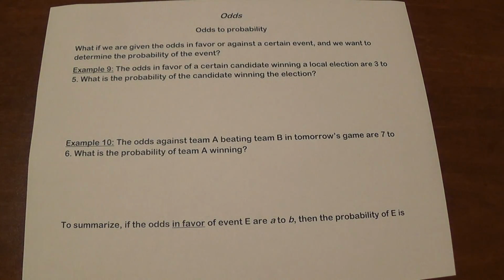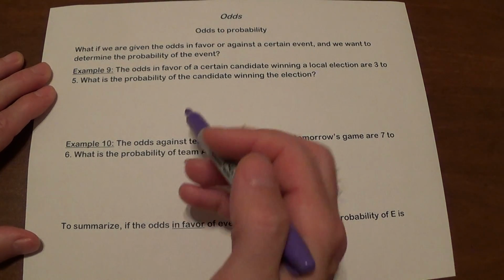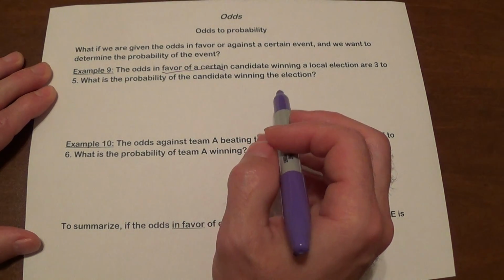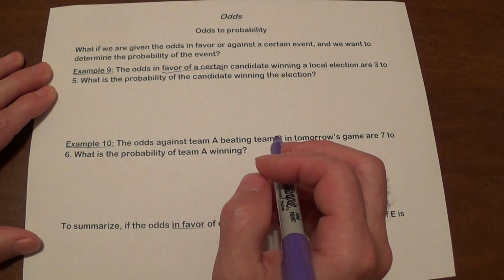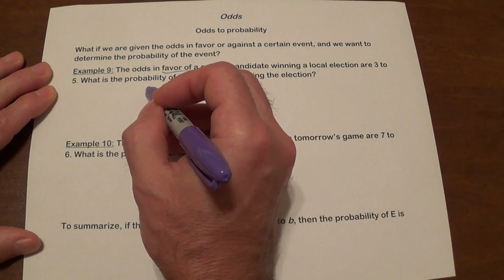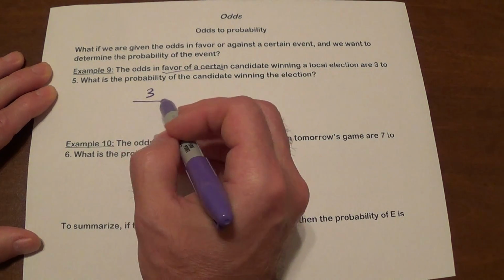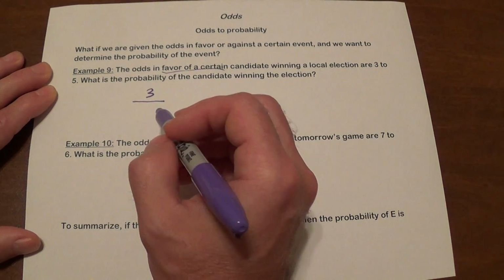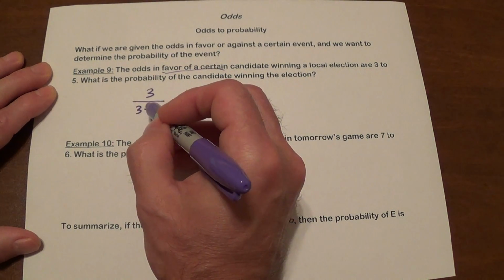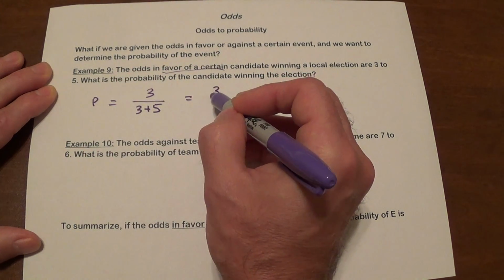Last few examples. We're given the odds in favor of a certain event, and well, how do we determine the probability of that event? Well, let's think about this. So you have odds in favor of a certain candidate winning a local election at 3 to 5. So let's see, if you want to write the probability, that's going to be 3. There are 3 chances in favor, 5 against. But when you do 5 against, that doesn't count all the possibilities. All the possibilities will be 3 plus 5. And the probability here is going to be 3 over 8.